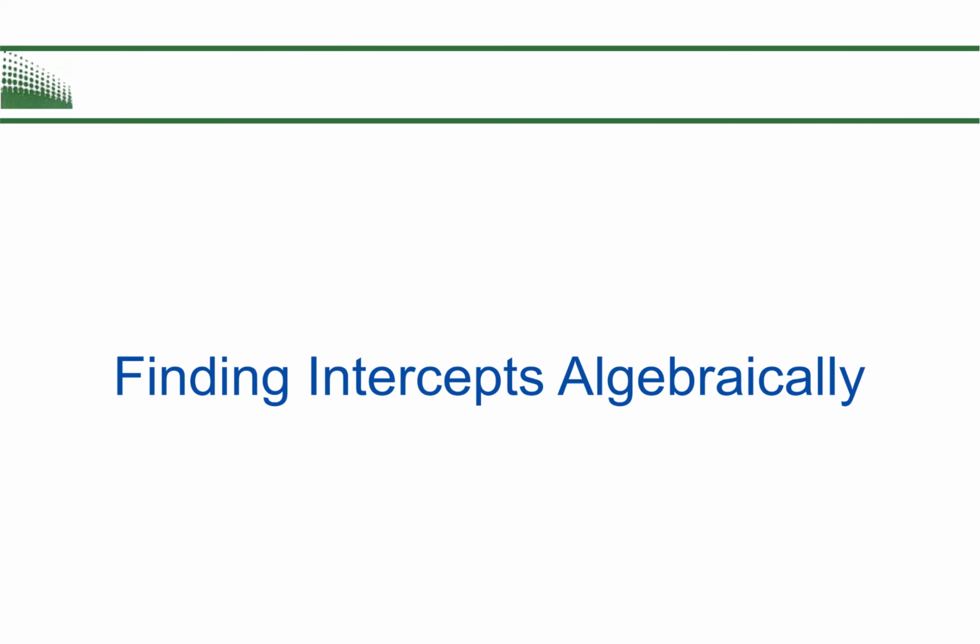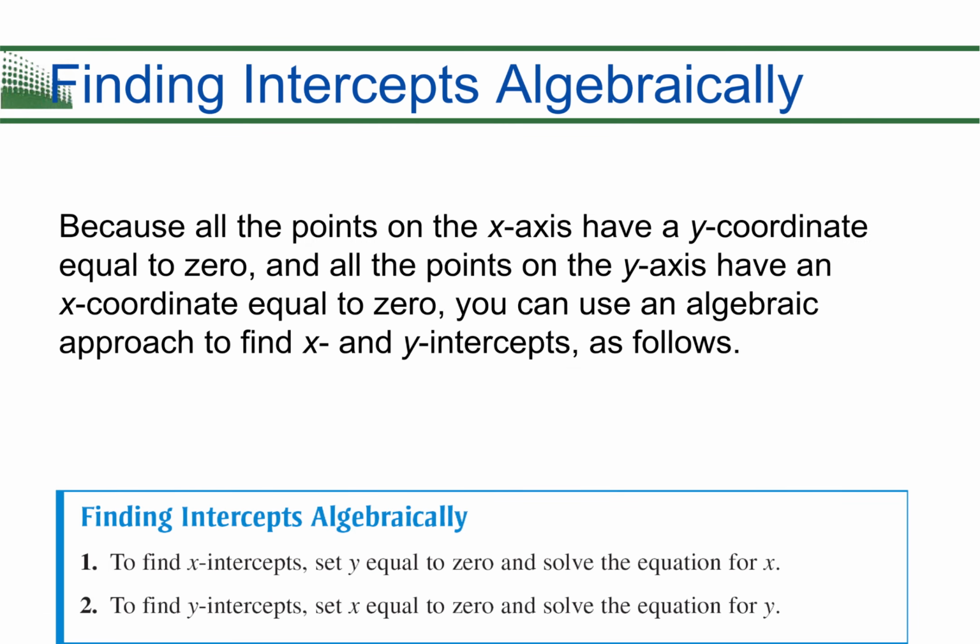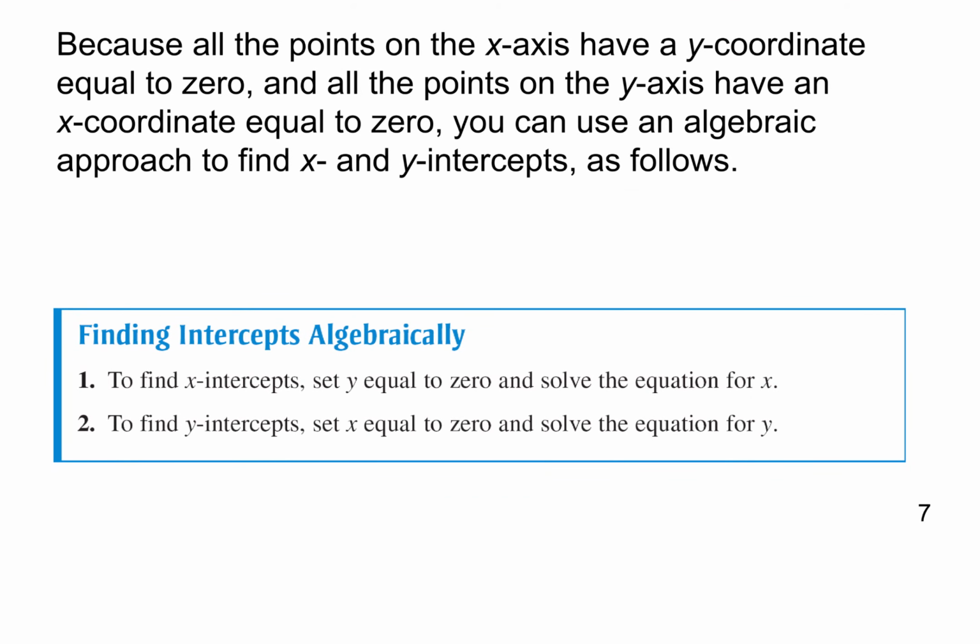So we're going to look at intercepts. I have all of these words, so let me read them and talk about them as we go. It says finding intercepts algebraically. Because all the points on the x-axis have a y-coordinate equal to 0, and all the points on the y-axis have an x-coordinate equal to 0, you can use an algebraic approach to find x and y intercepts as follows. I'm going to move it up here so you can see it.